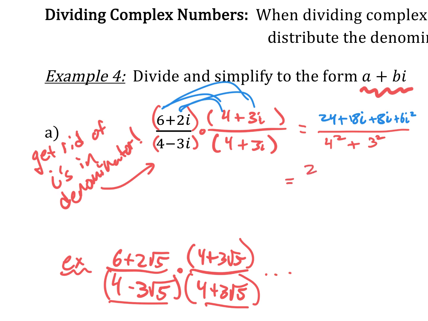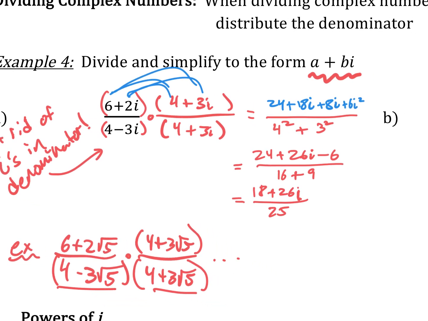So on the top, we get 24 plus 26i. And this is going to be 6 times negative 1, right? So I'm going to go ahead and write that as negative 6. Okay, and we'll clean that up in a second. The bottom is 16 plus 9. And we're almost there. 24 here minus the 6. Let's combine those. 18. And 25 on the bottom.